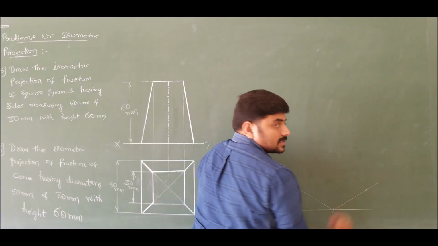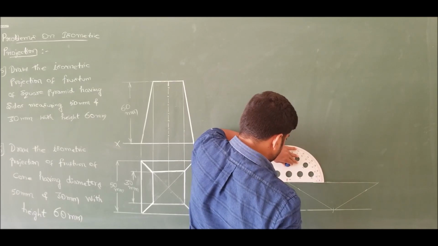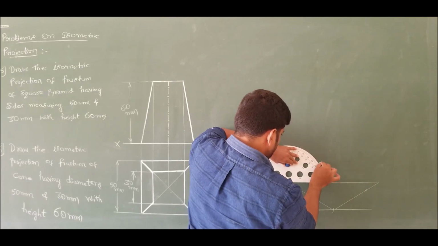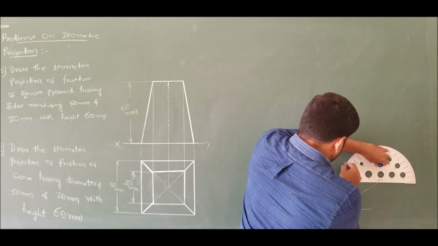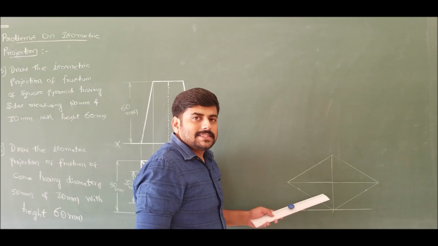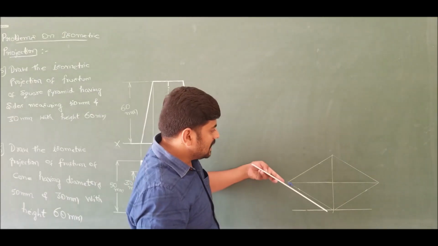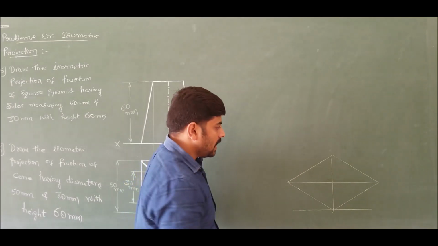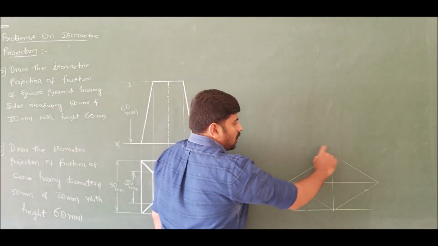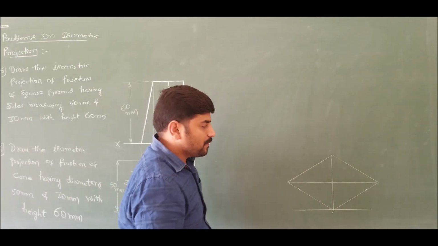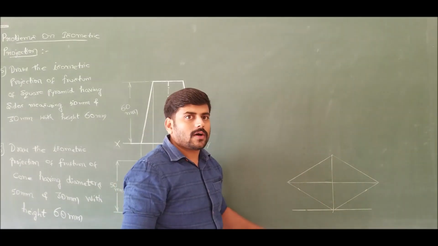Drawing parallel lines. This completes the base of this square pyramid whose side is 50 mm cross 50 mm. I have chosen 5 boxes cross 5 boxes on all the 4 sides, and I have constructed the isometric projection of square when the surface is horizontal.